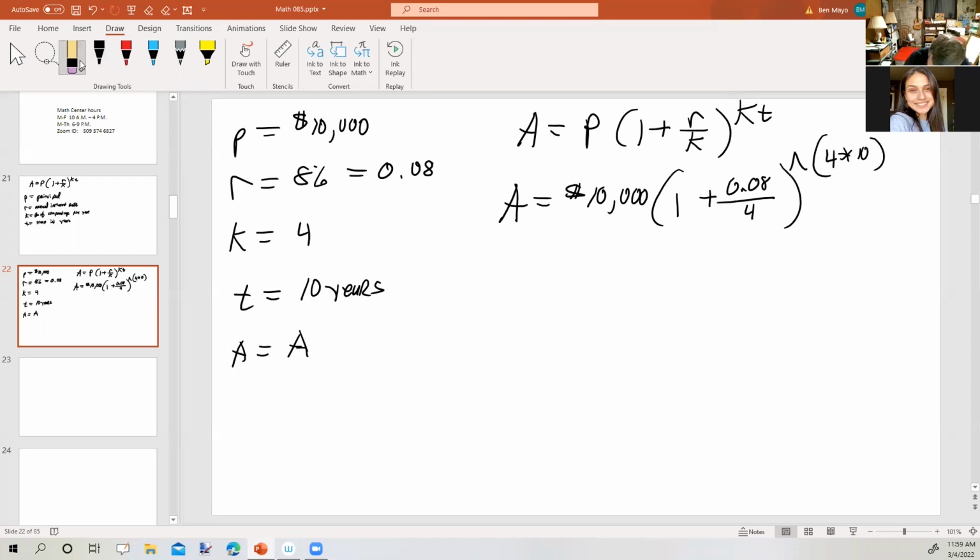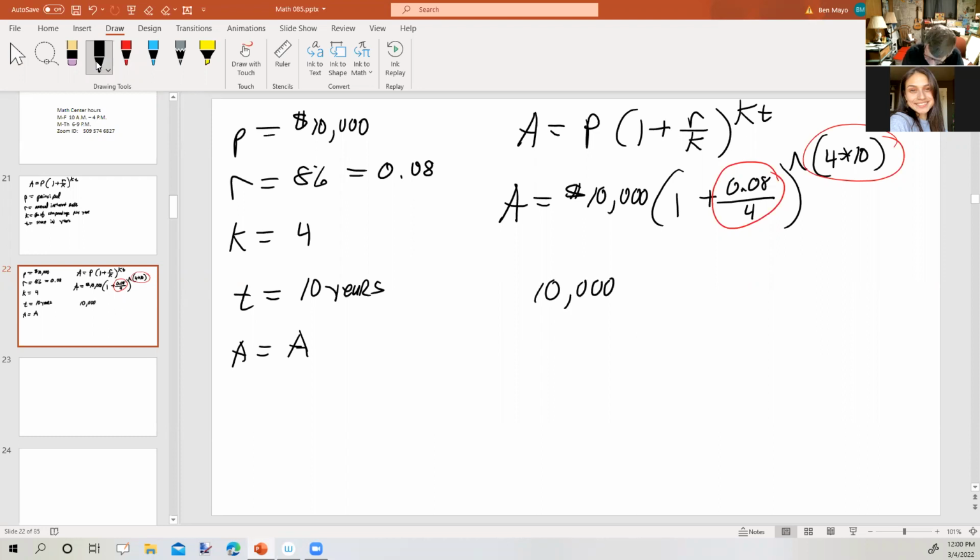Now, there's a couple of different ways you can do this. What you don't ever want to do is round off before the very end of the problem. And even then you might not round off depending on the directions. What I could do in this case, I could predetermine 4 times 10 is 40. I could predetermine 0.08 divided by 4 is 0.02 because those are nice numbers. But if they aren't nice numbers, then you end up having to do the whole thing all at once. Okay, I'm going to do the whole thing all at once. So on my calculator, I'm going to put in 10,000.